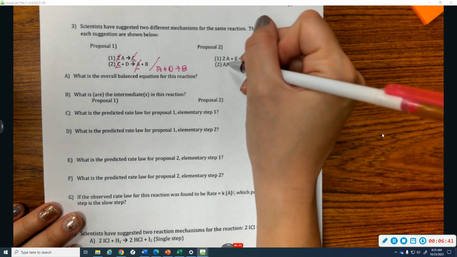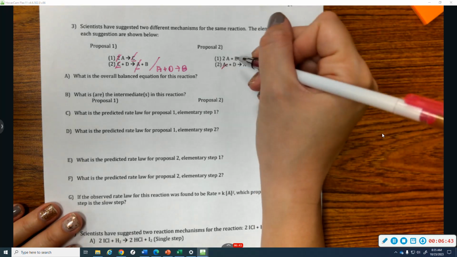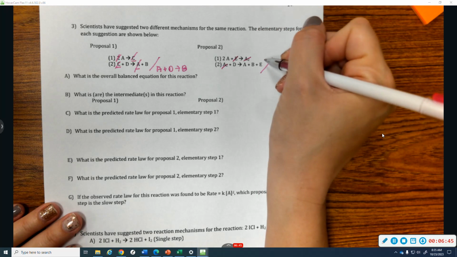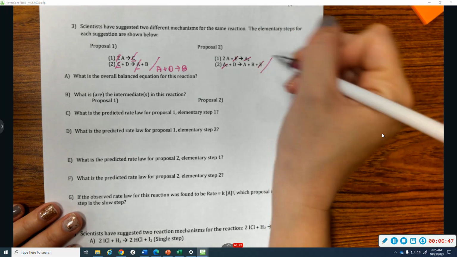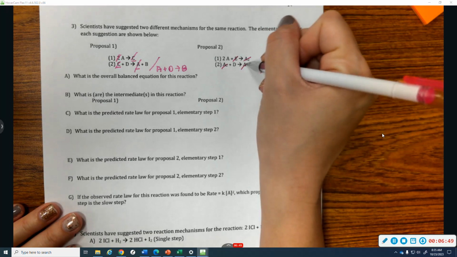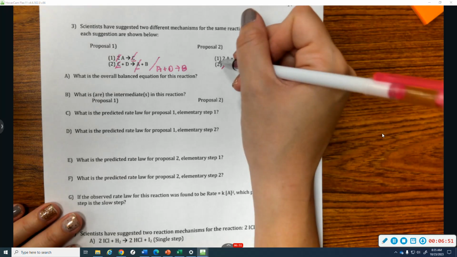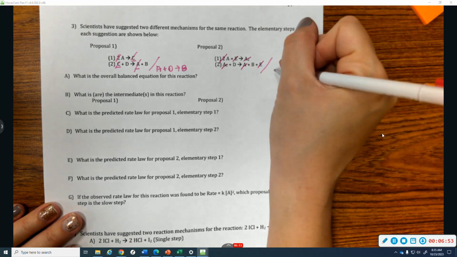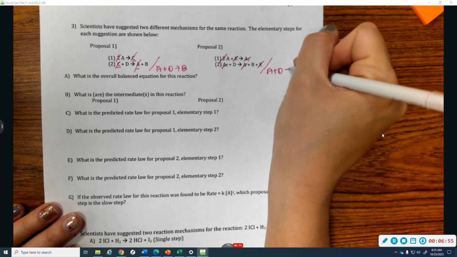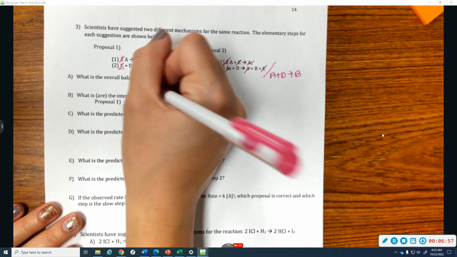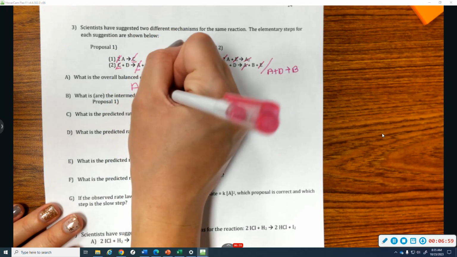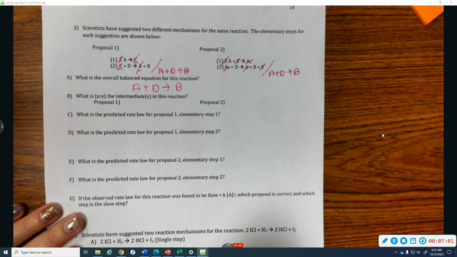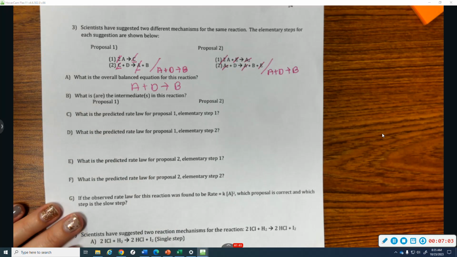So A squared, those cancel. E is a reactant, then a product, so it cancels. And an A is going to cancel with an A again. So we are left with A plus D makes B. So yeah, that would be my overall equation. A plus D makes B. B, what's an intermediate in the reaction?